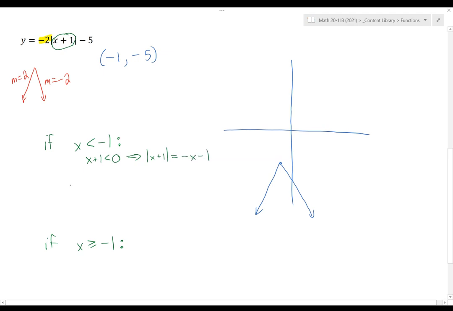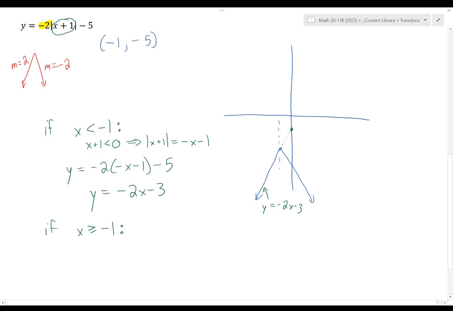So that means that y is now equal to negative 2 times negative x minus 1, minus 5, which I can simplify to y equals negative 2x minus 3. So that is the equation of the line on the left-hand side here, y equals negative 2x minus 3, although it only applies for values of x that are less than negative 1. So, for example, the fact that there's a y-intercept of negative 3 doesn't actually enter into play here because x isn't 0 in this function.